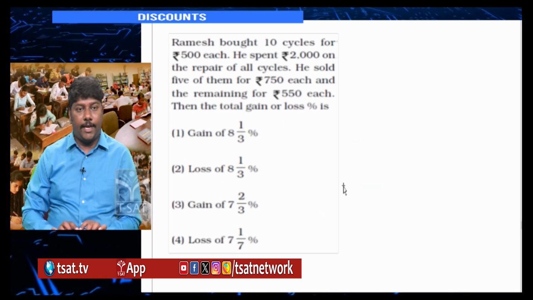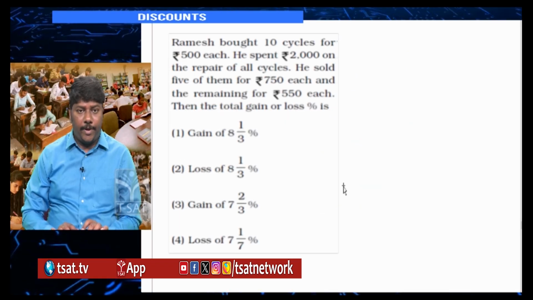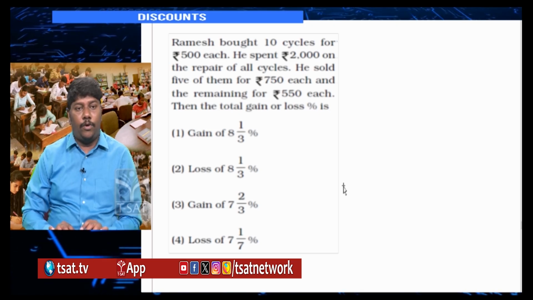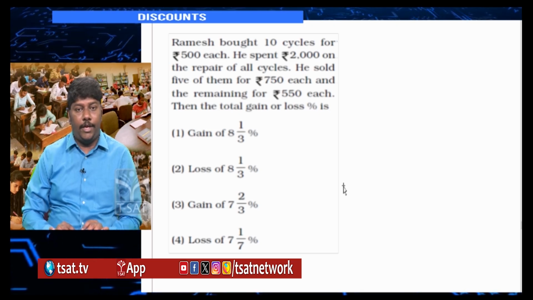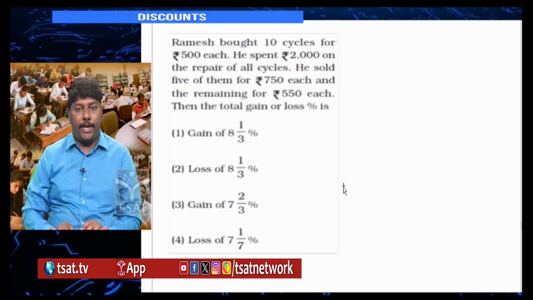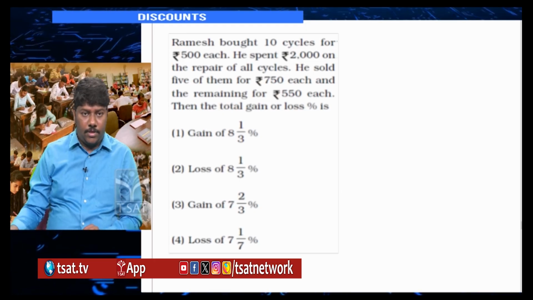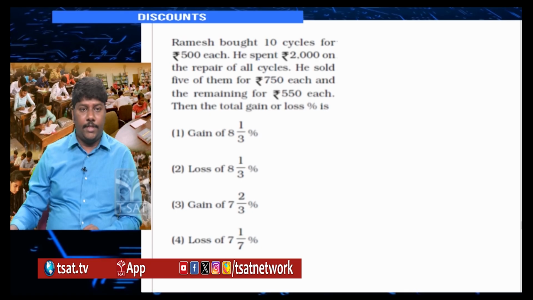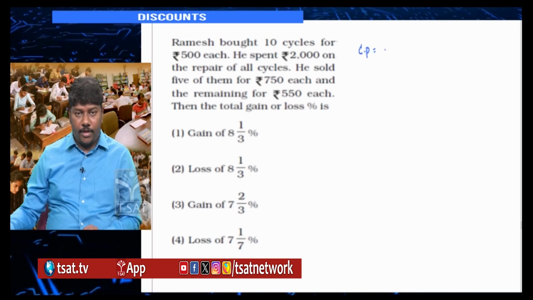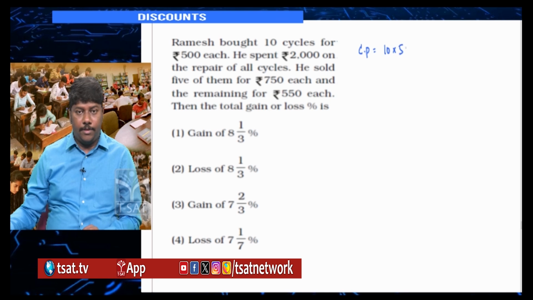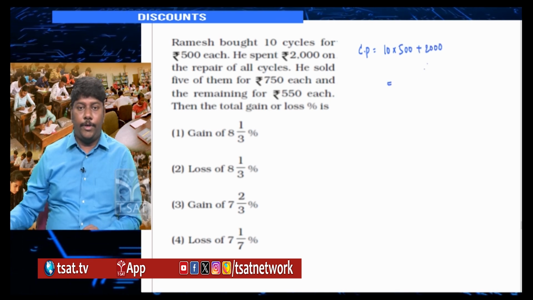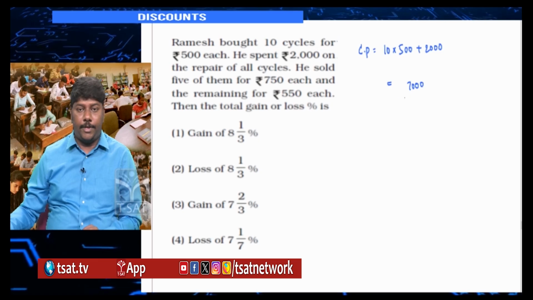Ramesh bought 10 cycles for 500 each. He spent 2000 on repair of all cycles. He sold 5 of them at 750 each and the remaining at 550 each. Then the total gain or loss? Try to find out normally. 10 cycles at 500 means your overall cost price is 10 into 500, 5000, plus an additional 2000. Overall you are putting 7000 rupees as your investment.